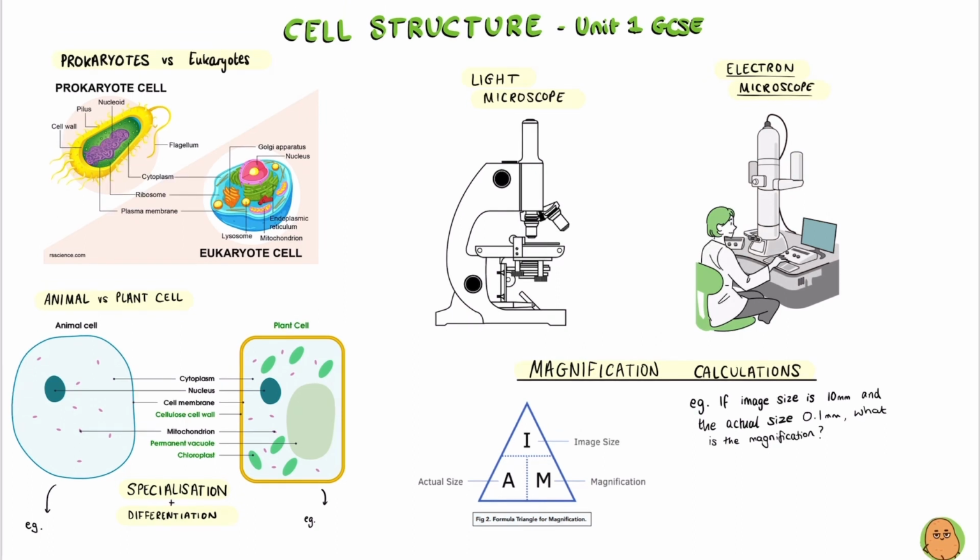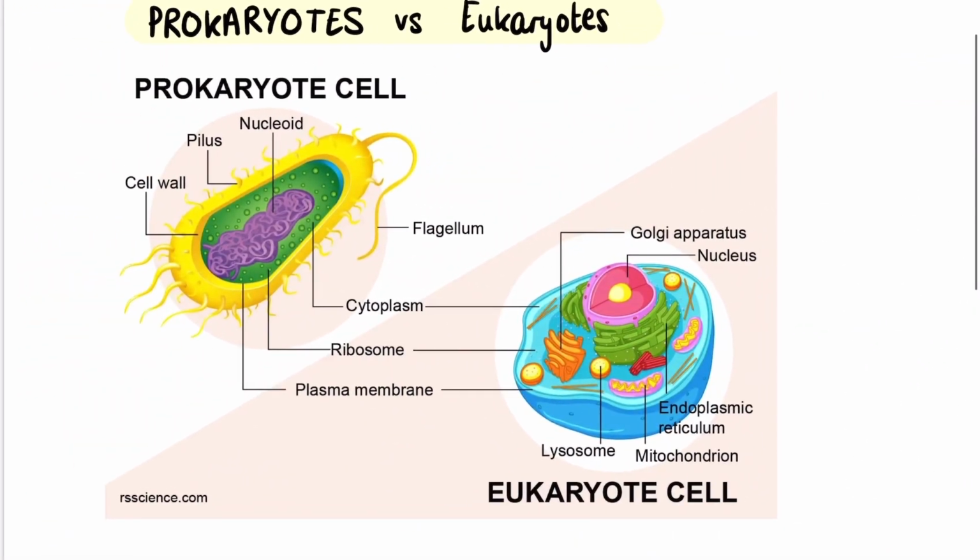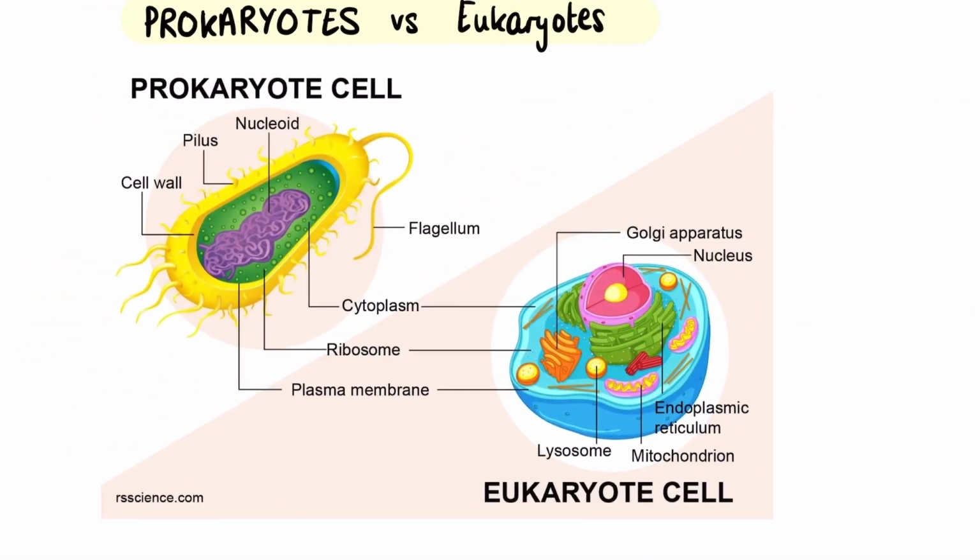Okay, first things first. We've got two different types of cells. We've got prokaryotes and we've got eukaryotes. Now, eukaryotes are usually bigger, they're more complicated, and their genetic information, their DNA, is found inside a sophisticated structure called the nucleus. Prokaryotes, on the other hand, are much simpler. They are found in bacteria cells.